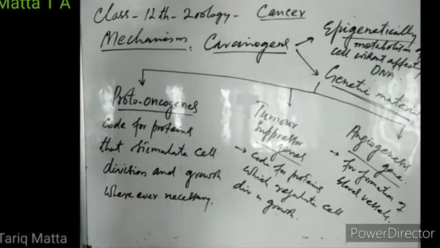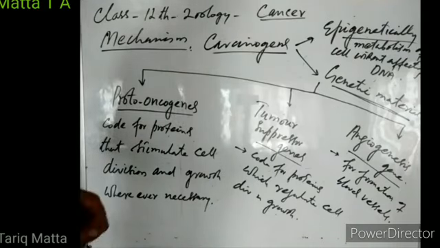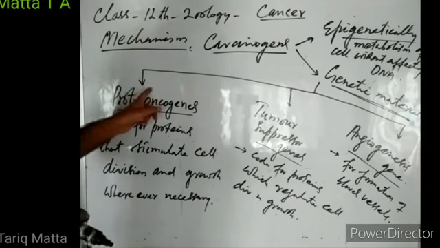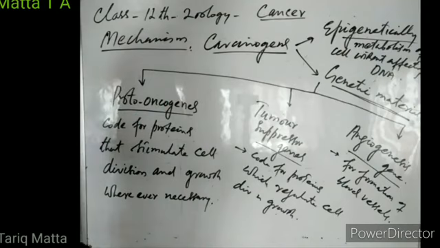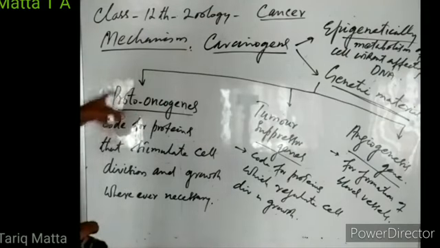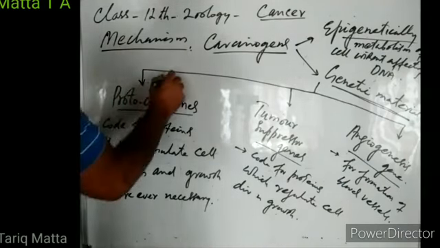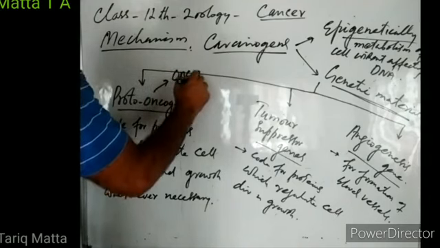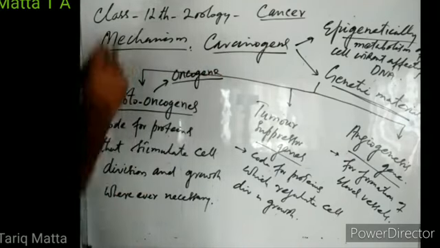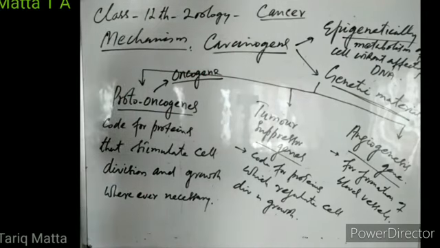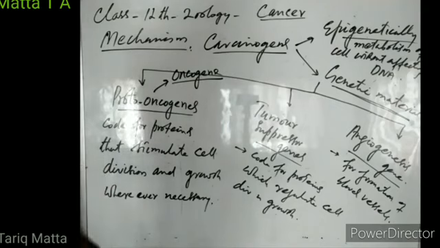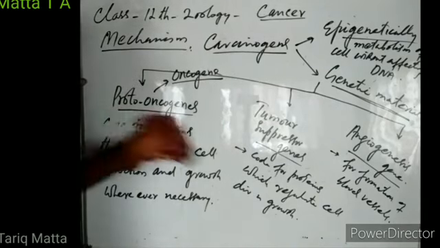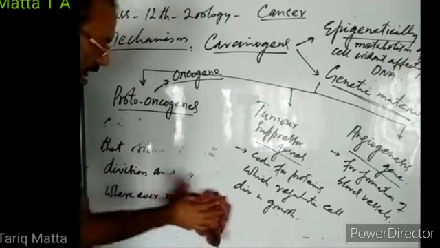Then how do carcinogens act on these genes? So a carcinogen may convert a proto-oncogene into an oncogene. By the action of a carcinogen, a proto-oncogene may be converted into an oncogene. An oncogene is a cancer-causing gene. So when a proto-oncogene is converted into an oncogene, then it causes cancer. So how is a proto-oncogene converted into an oncogene? A proto-oncogene may be converted into an oncogene in the following two methods.